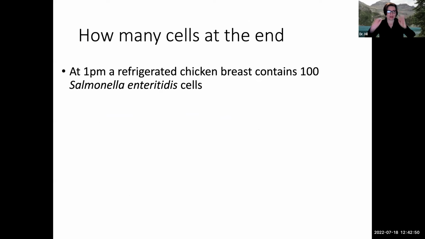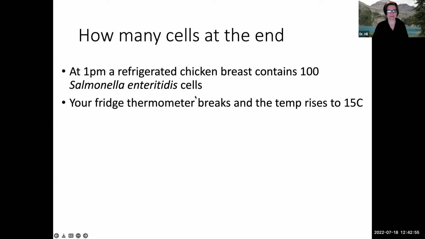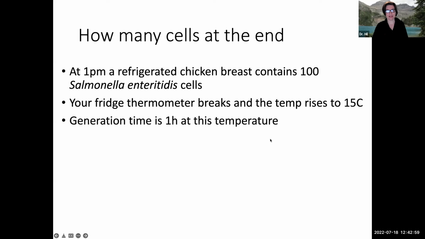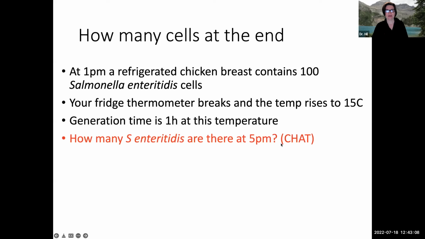So let's start with this one. At 1 o'clock, a refrigerated chicken breast had 100 salmonella cells. Now, your fridge, unbeknownst to you, breaks, the temperature goes up. And at this new temperature, the generation time is 1 hour. That means every hour, this population is going to double. Let it go till 5 o'clock. So it starts at 1, goes to 5, so 4 hours, doubling every hour. How many cells will there be at the end? Put your answer into the chat, put your math in if you can. I'm going to give you a second to do this.